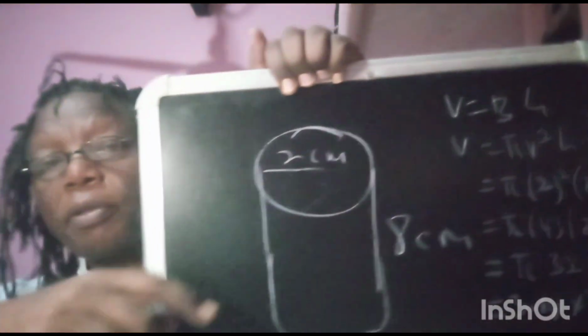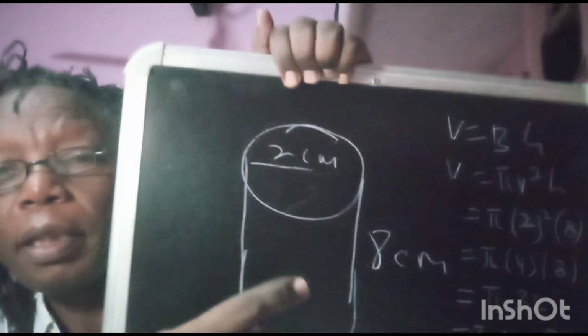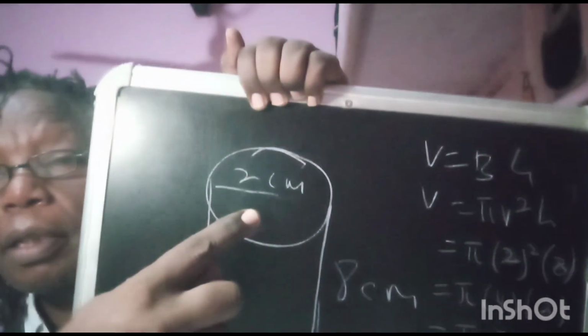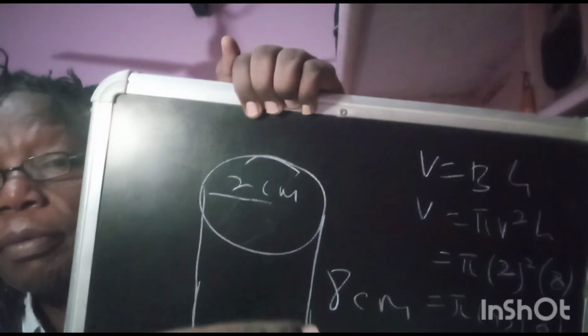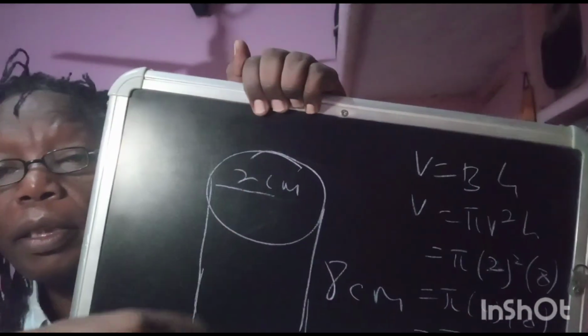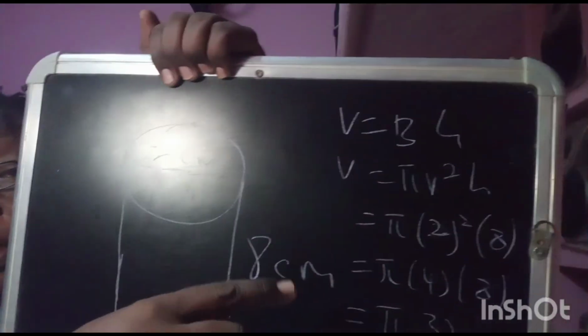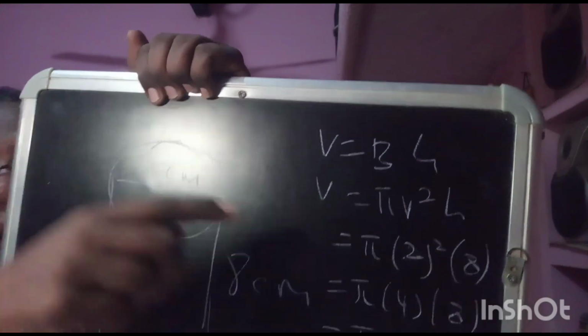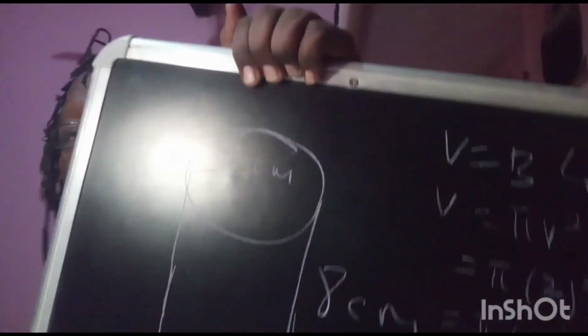Today I'm gonna teach you how to find the volume of a cylinder, right? Here with me I have this which I've already drawn. This is a cylinder. We have 8 centimeter and we have 2 centimeter. This is a cylinder, and that's the formula there. You can see the formula.